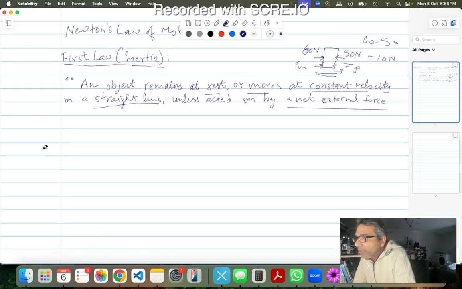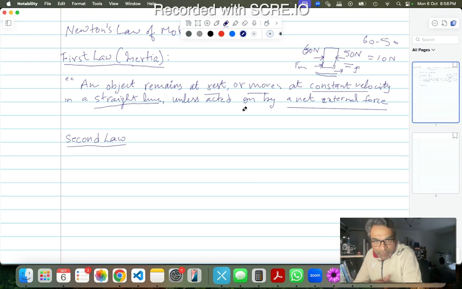Now comes the second law. So now we ask: what if there is a net external force, how much will it be, so that the mass will gain some acceleration, or what happens to the mass? Okay. I can give you some examples over here. I left the example section over here.